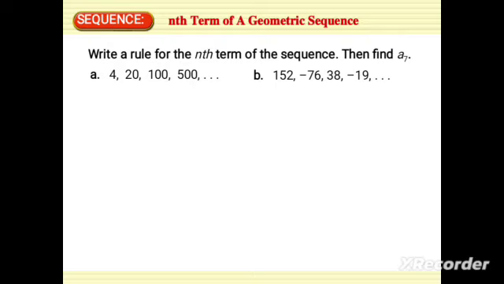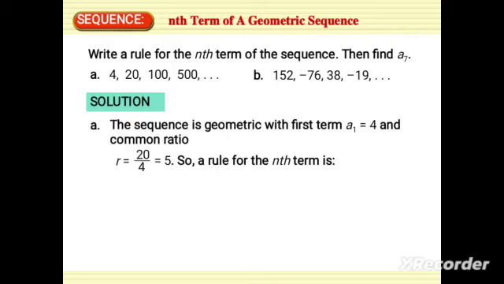So we start with part A, 4. We have a sequence of 4, 20, 100, 500, and it continues. So we start with finding, of course, the first term here is 4. Our first term is 4 in this sequence, and the common ratio will be 5. So that is 20 over 4, that is 5, and it should be common.